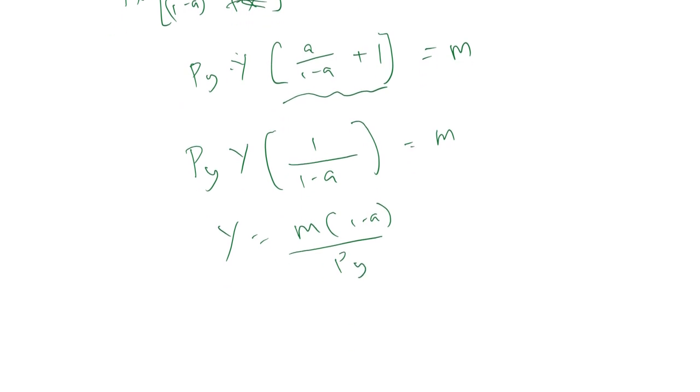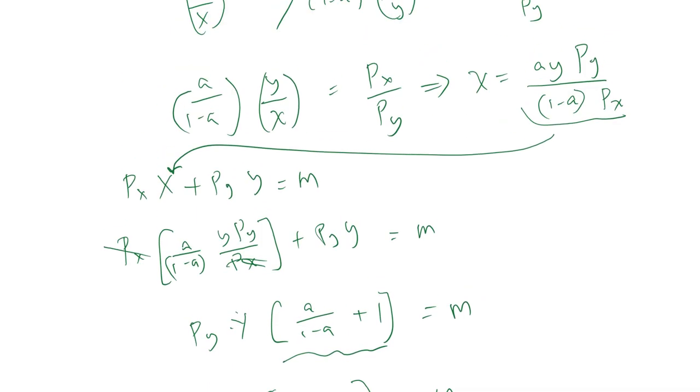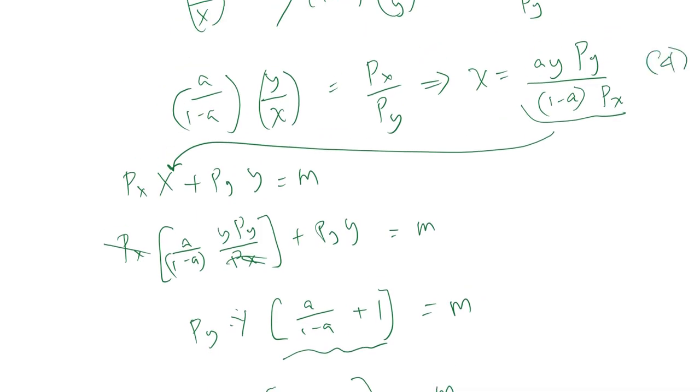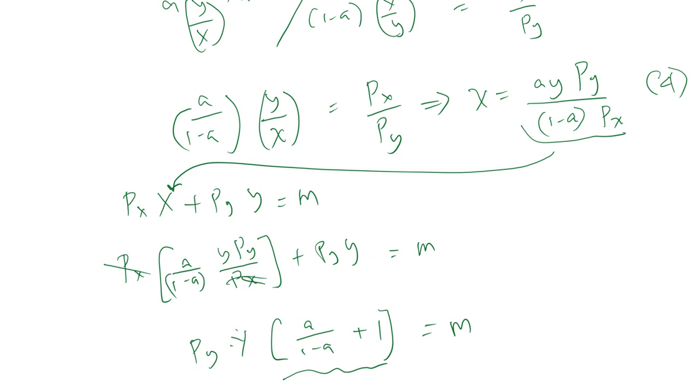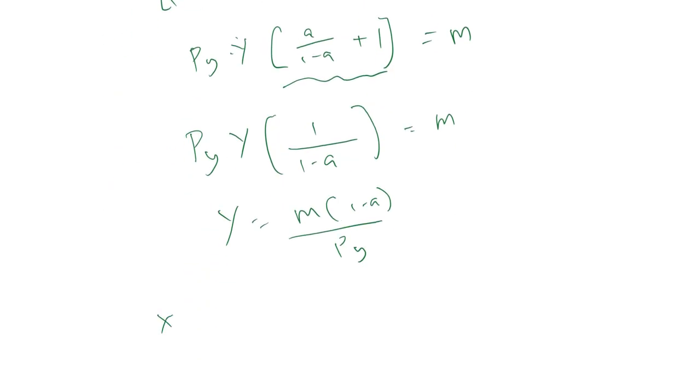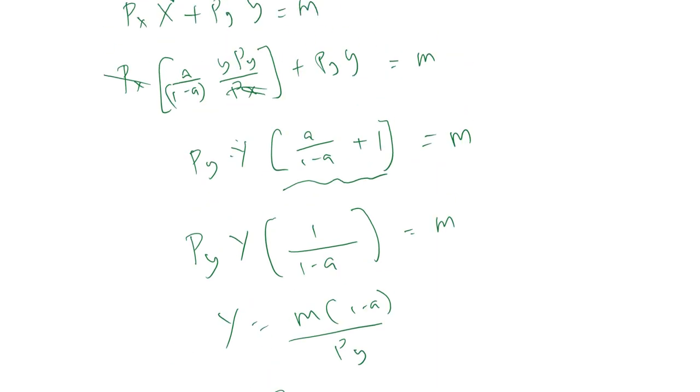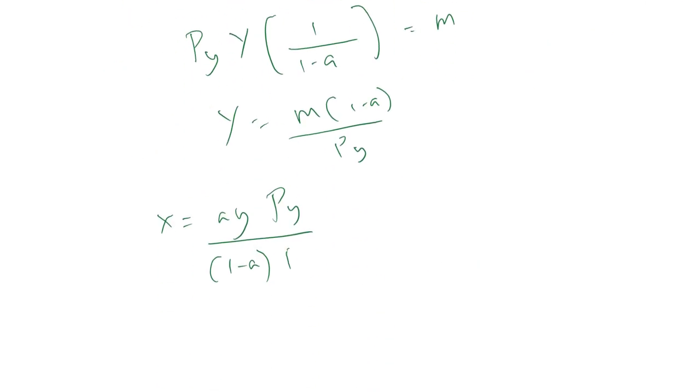By symmetry, we can also say that x would be equal to m times a over px. But even if you don't go by symmetry, recall that we had that x equals this. Say this is equation 4. We substitute y in equation 4, so we say x is equal to a y py divided by 1 minus a times px. We substitute this y in here, and so we have the demand function for x.